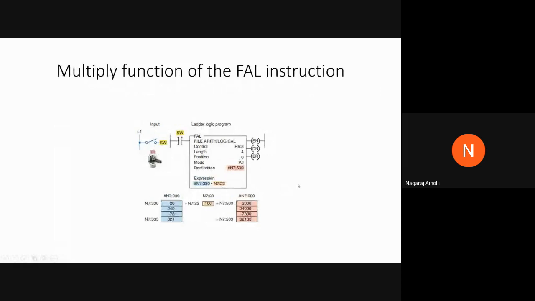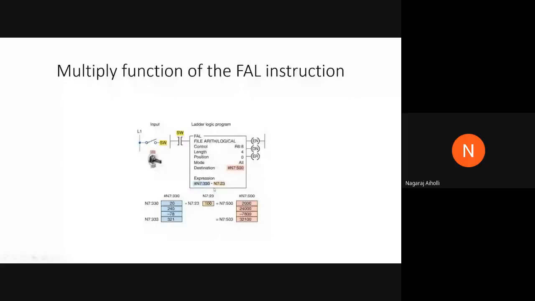Multiply function of the FAL instruction. Again, the rung becomes true. The FAL file arithmetic logical multiply function becomes true. N7:23, so 20 into 100 is 2000. That will be stored in N7:500 in the destination.